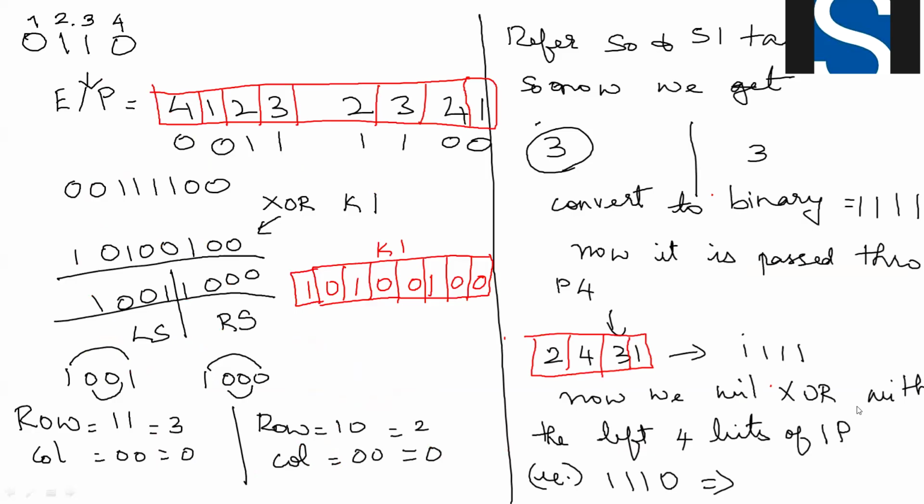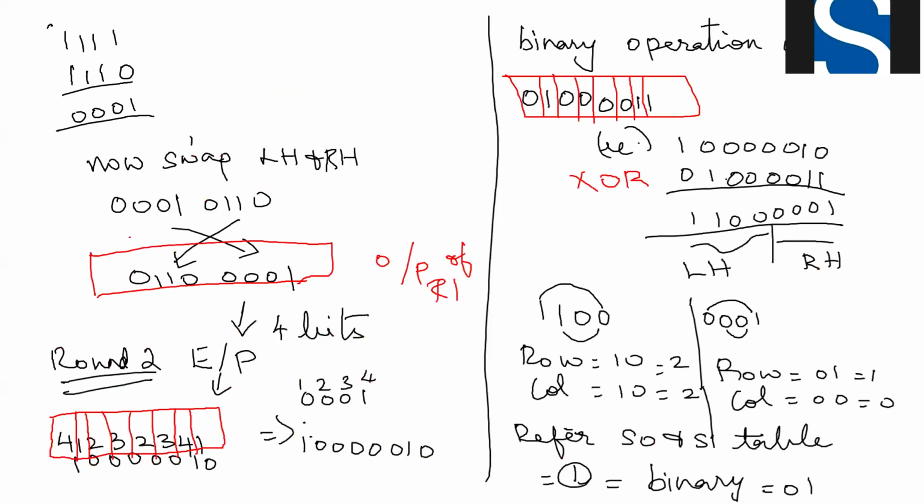So this output only we'll be XORing with the left 4 bits of the IP output. In IP we had initially found the value, no? So that is basically your four ones with the left-side bits 1110. If you XOR, we'll be getting 0001. After getting the value, we'll be swapping the left-hand side to the right-hand side and the right-hand side to the left-hand side.